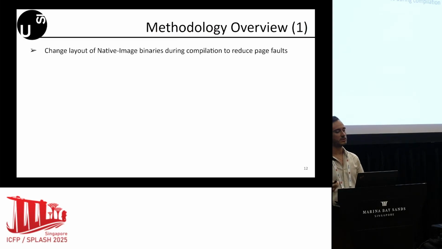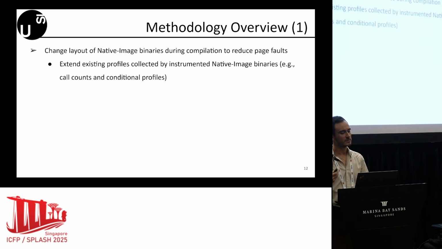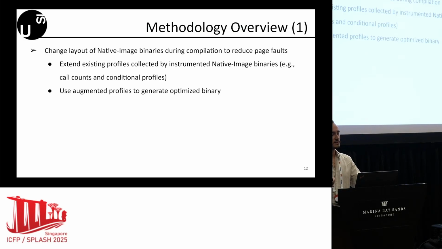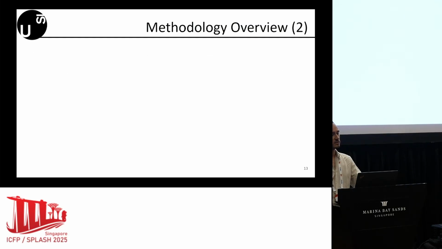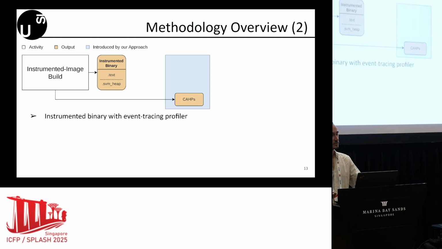We do so by changing the layout of native image binaries during compilation. And we do it by extending existing profiles collected by instrumented native image binaries, and we use these extended profiles to generate the optimized binary with the new layout. We generate the instrumented binary by leveraging an event tracing profiler and emitting also some metadata.